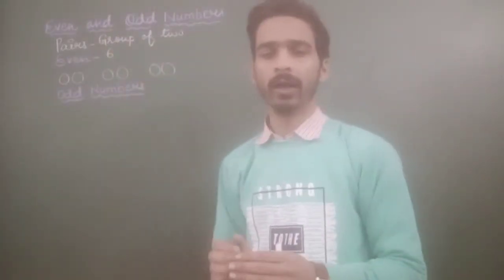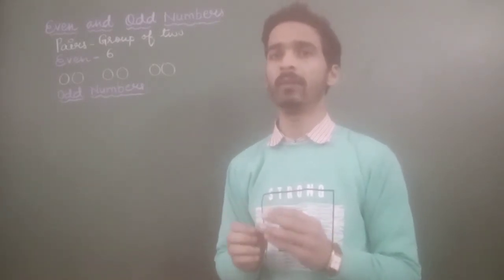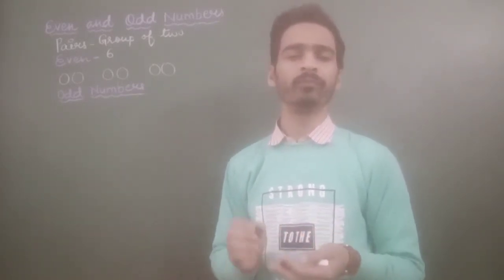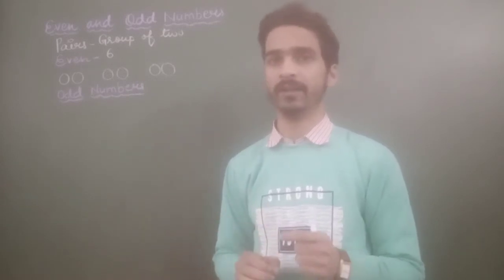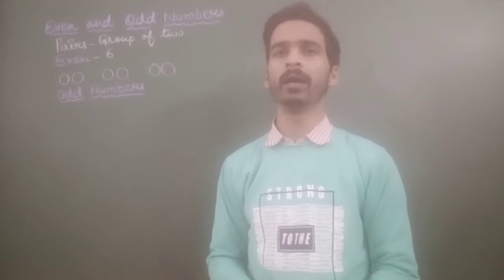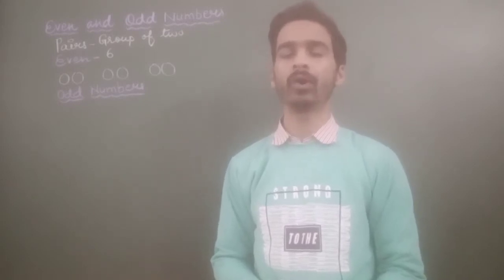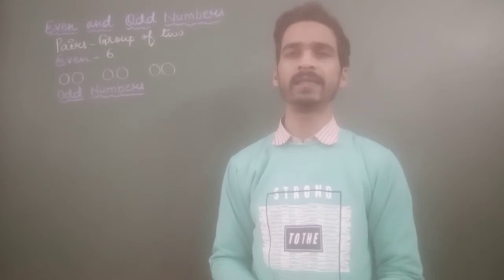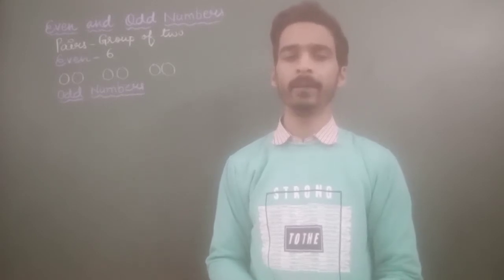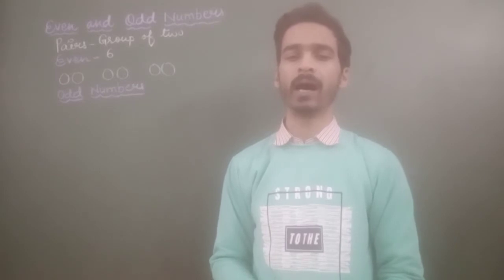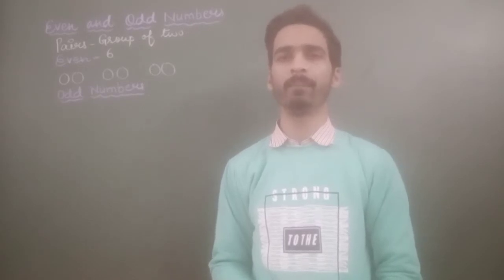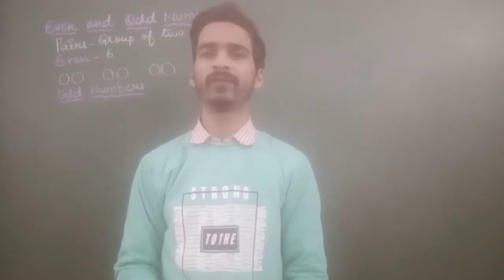Listen carefully to what I am saying. Firstly, we have to learn about even numbers. Numbers that can be put in pairs, pairs means group of two, are called even numbers, and for example 6 is even. And numbers that cannot be completely paired are called odd numbers. On pairing them, one is left over. For example, 7 is odd. When we pair 7, one is left, so we can say that 7 is odd.